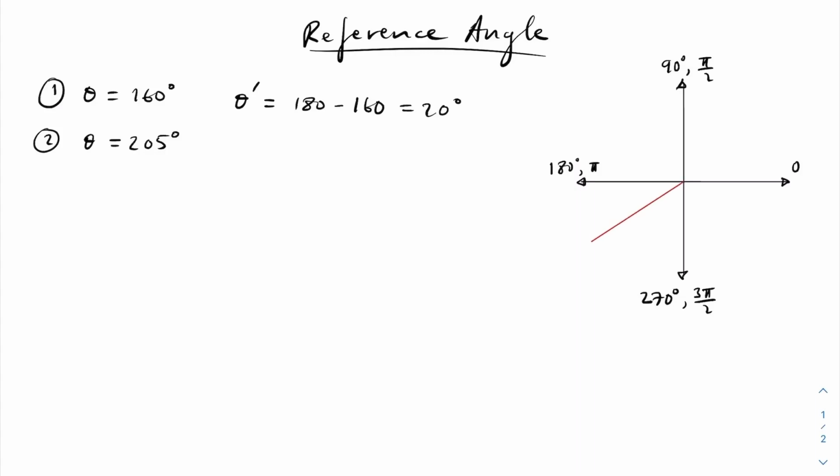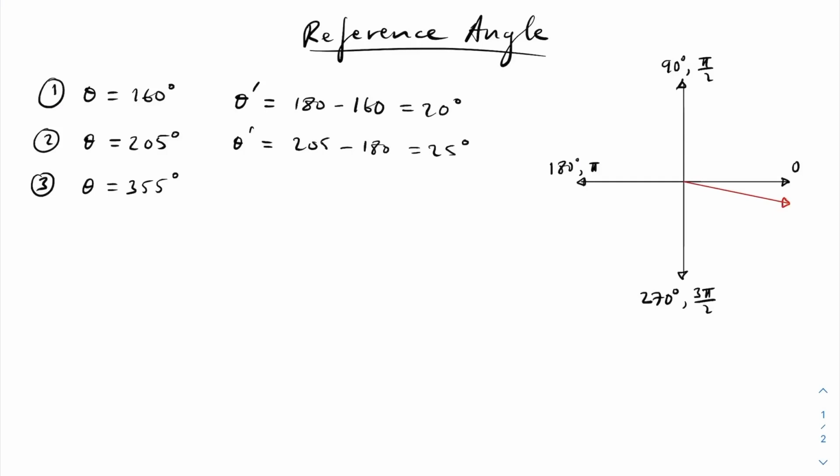Now this particular angle obviously is going to fall between 180 and 270 here. So this is in the third quadrant, and as you can see here, the acute angle theta prime formed by the x-axis and the terminal side is right here. And so its positive value should be computed by subtracting 180 from 205. And so we're going to have here theta prime equals 205 minus 180, and that should be equal to 25.